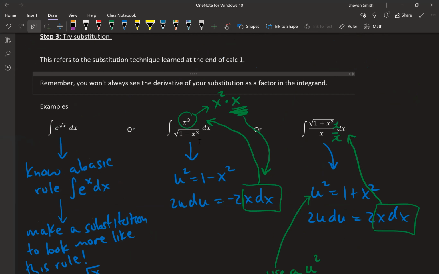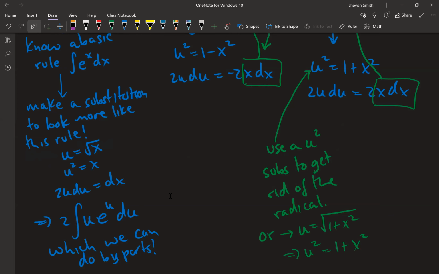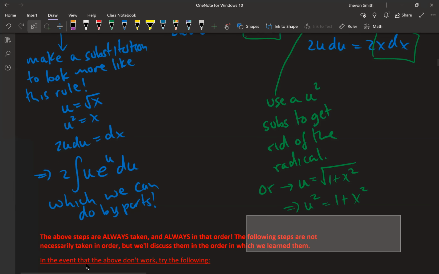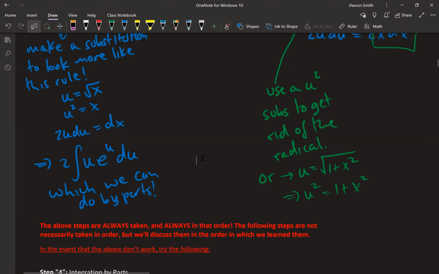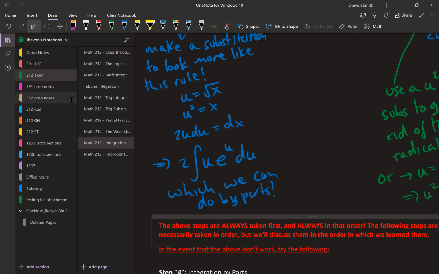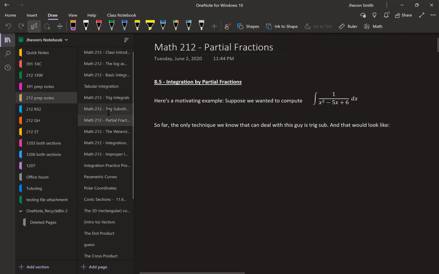So all of these guys, we actually did guys like these already, so I'm not going to finish the problem. I just want to explain what you would look for, how you would see it, that kind of thing. So that's the substitution. Now, this is very important, what I wrote in red here, right? The above steps are always taken and always in that order. Always taken first. I should put that into the main notes.